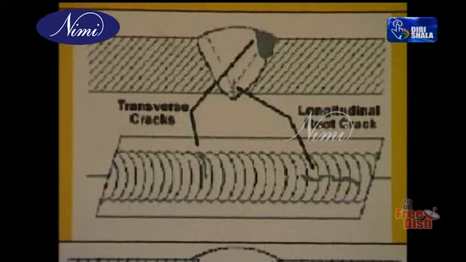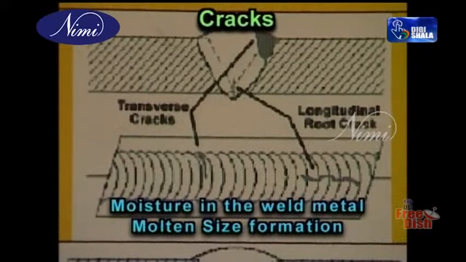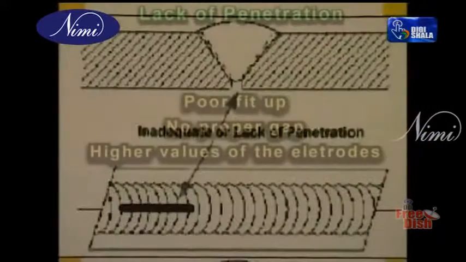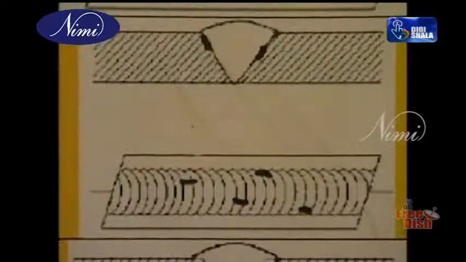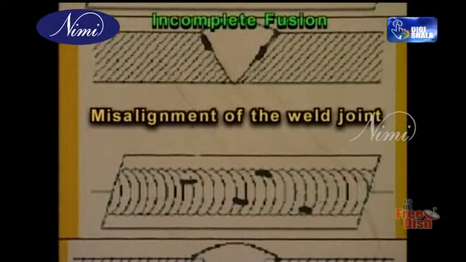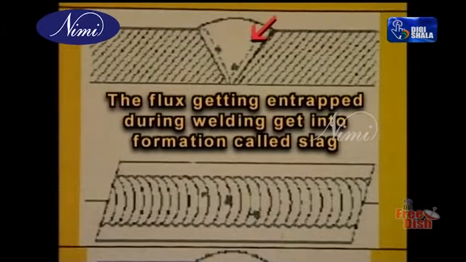Cracks are one of the important defects which we have to eradicate. The moisture in the weld metal and molten slag formation are some of the reasons for the cracks. Lack of penetration is due to the poor fit-up, which has no proper gap, and due to higher values of electrodes. Incomplete fusion, metal not getting fused, is again due to the misalignment of the weld joint fit-up. So another defect is slag inclusion.